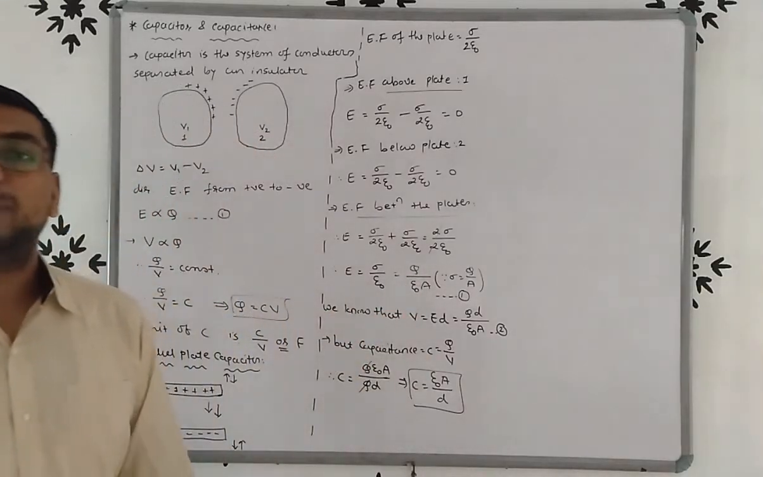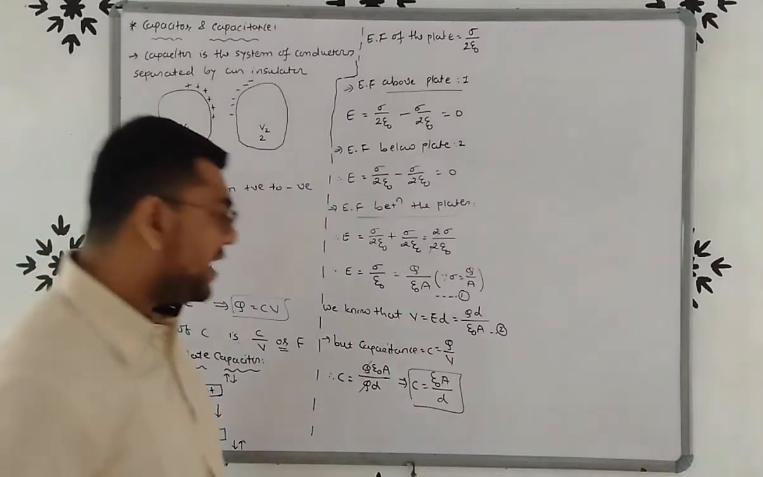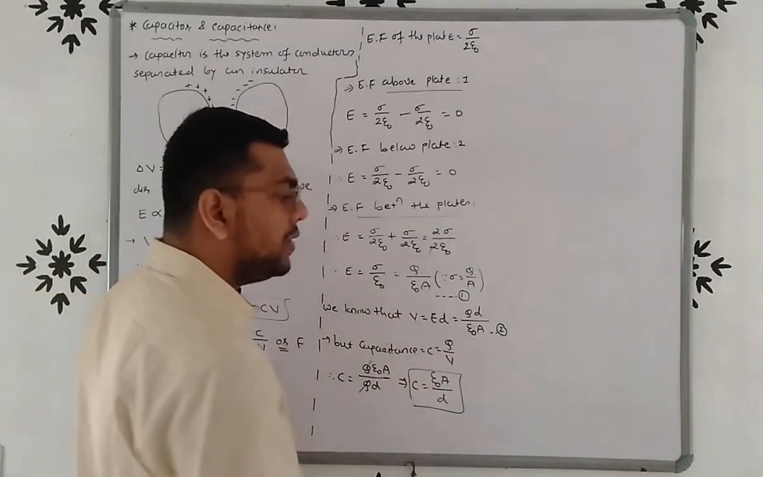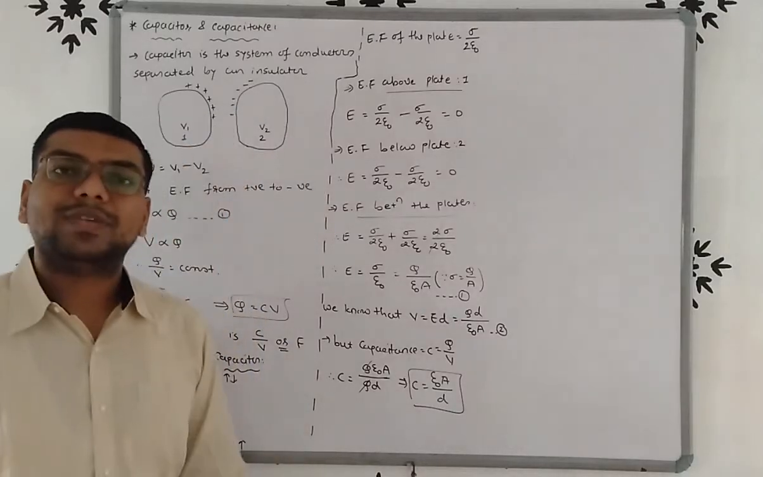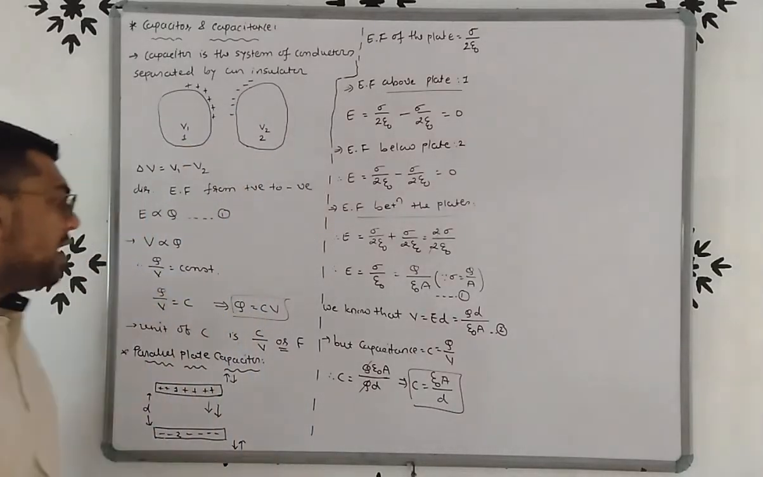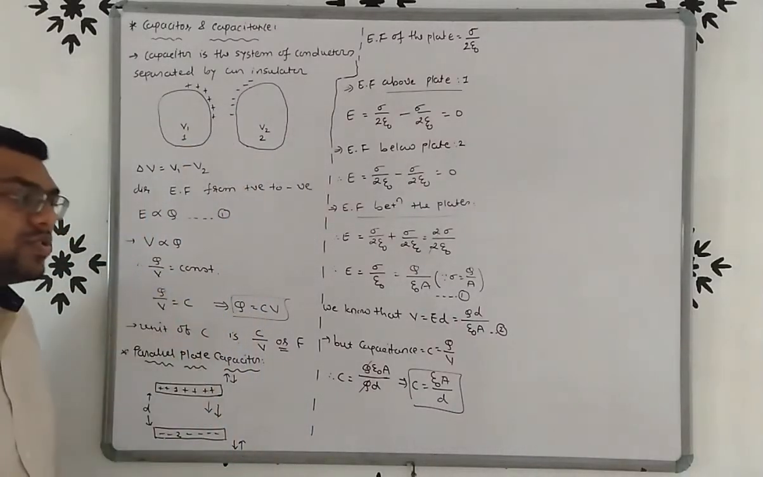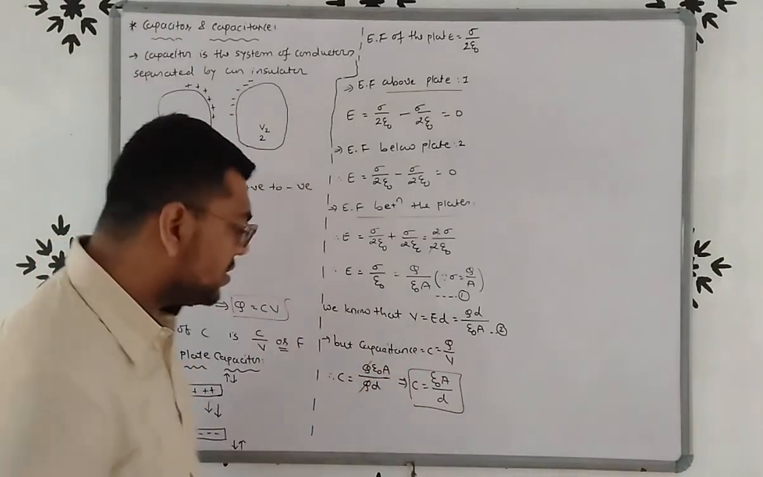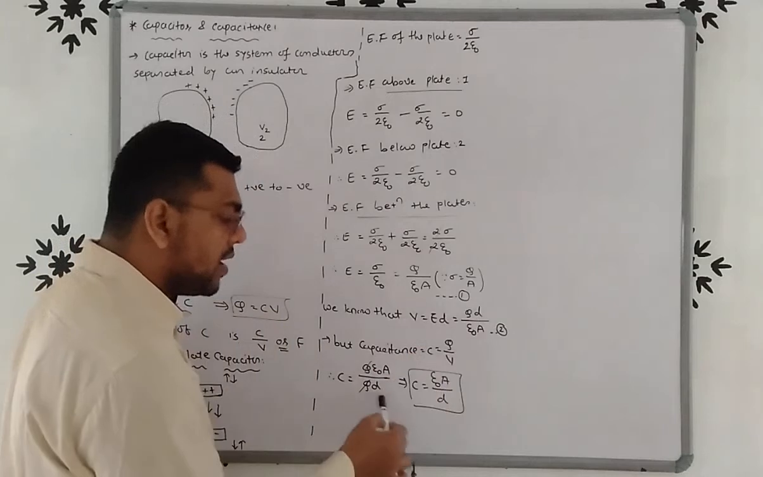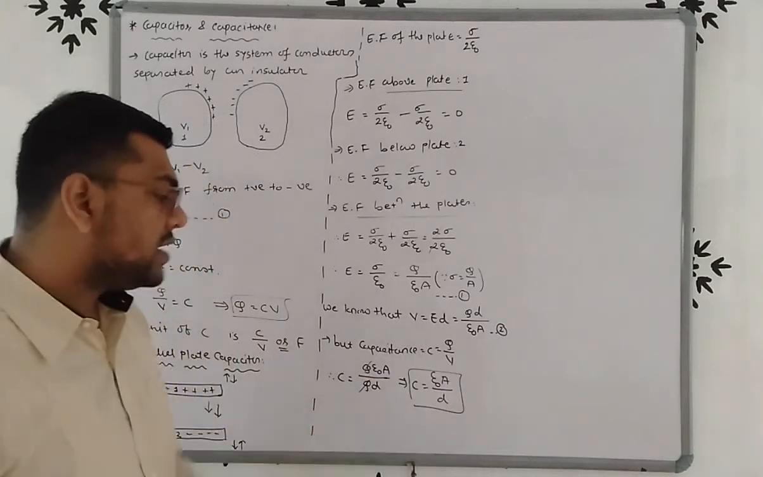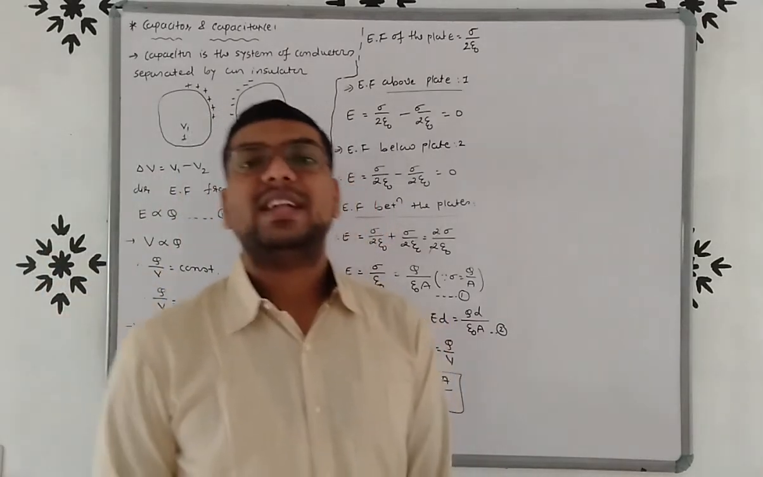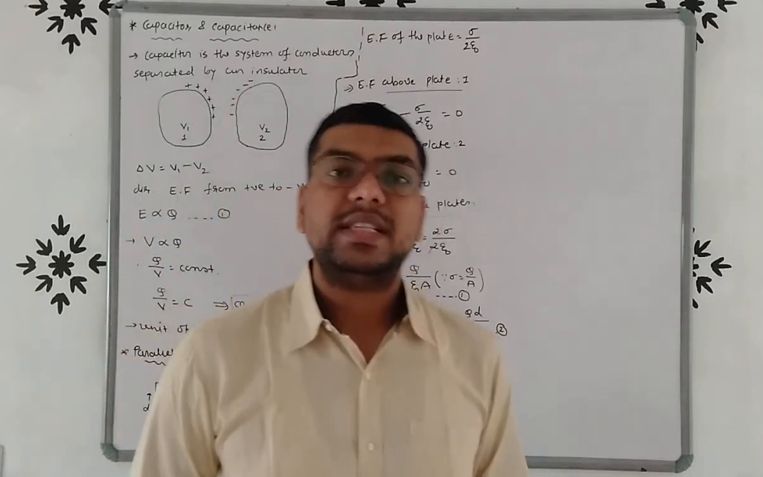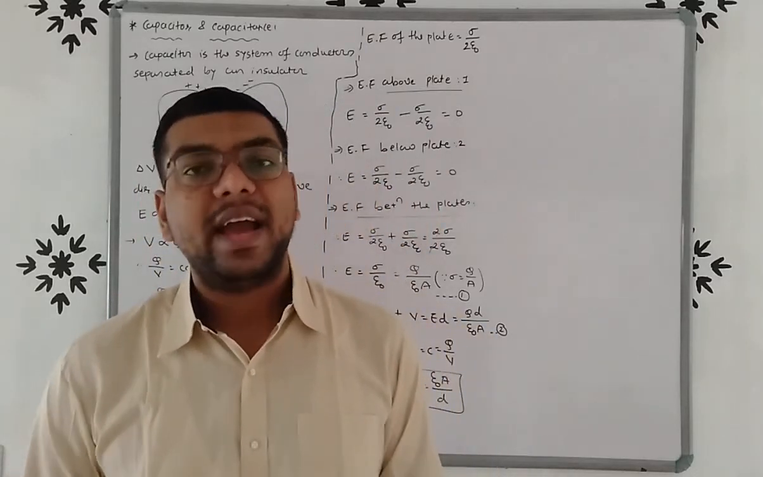Now to find the potential, we know that V is equal to E D. So putting the value of E, V is Q by epsilon 0 A into D. Now to find the capacitance, we already know the formula of capacitance: C is equal to Q by V. So Q by the value of V, Q D upon epsilon 0 A. So here the charge Q cancels, and we get the capacitance of the parallel plate capacitor, C is equal to epsilon 0 A by D.